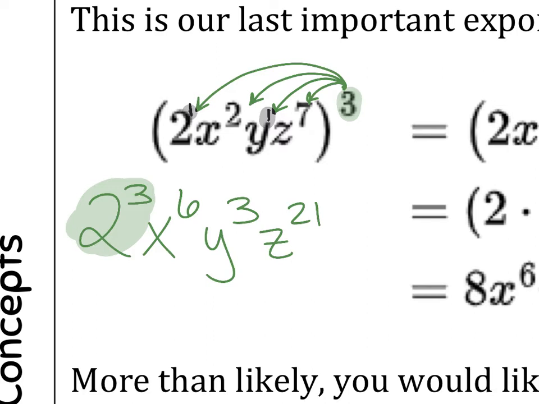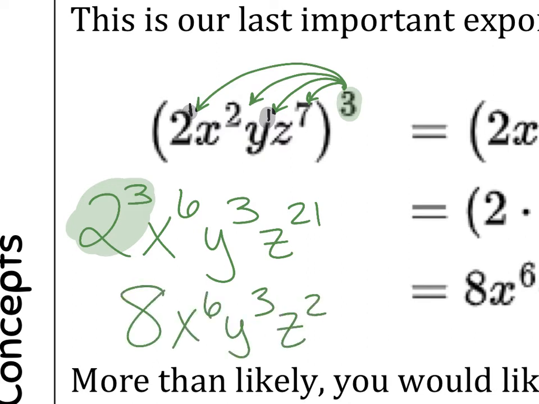What is 2 to the 3rd? How many times am I multiplying 2? 2 times 2 times 2, which would be 8. So my final answer here is 8x to the 6th, y to the 3rd, z to the 21. So like the big numbers can't have exponents at the end? Correct. In simplified form, we're going to multiply them out.